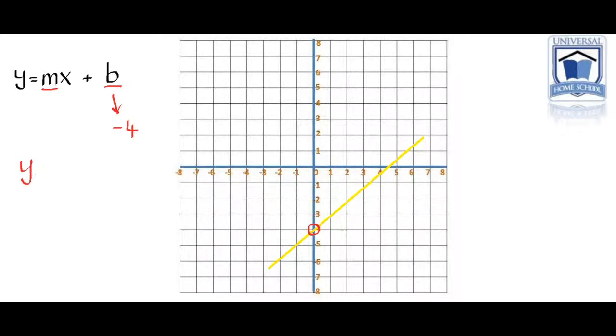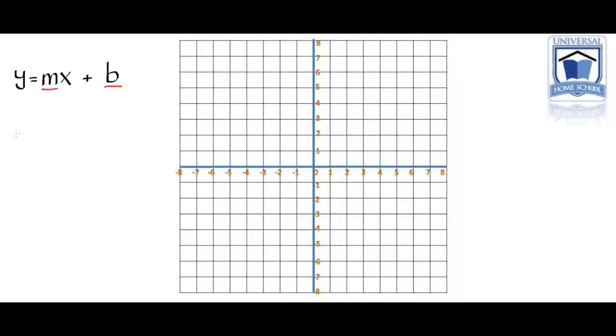So we could rewrite that equation. Y equals mx plus take away 4. Okay, the negative and the positive becomes a negative. Don't forget.